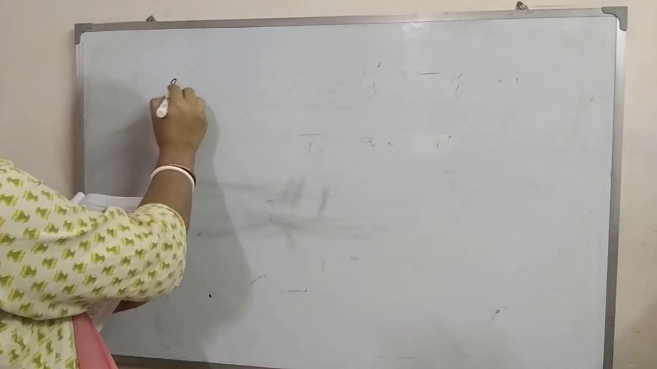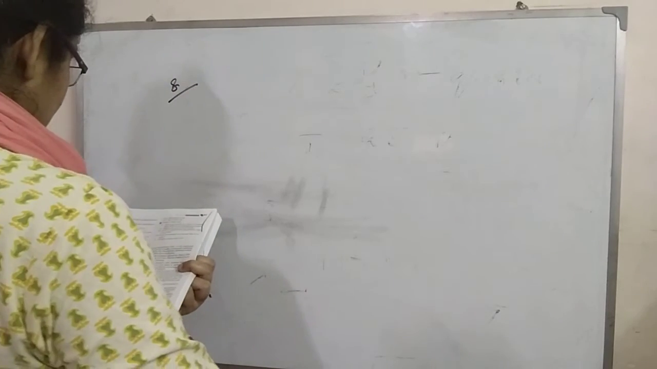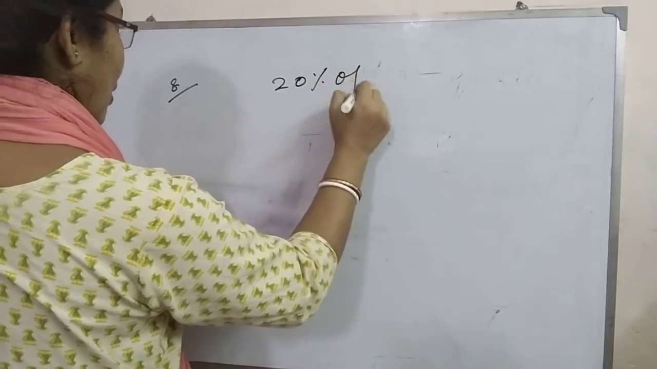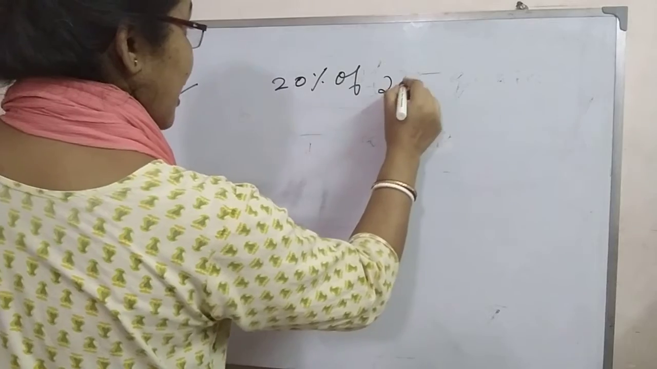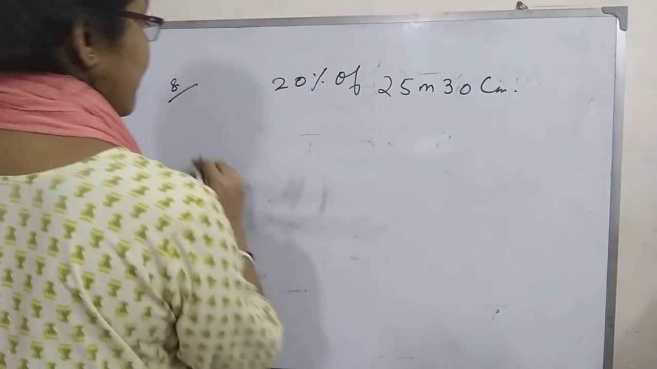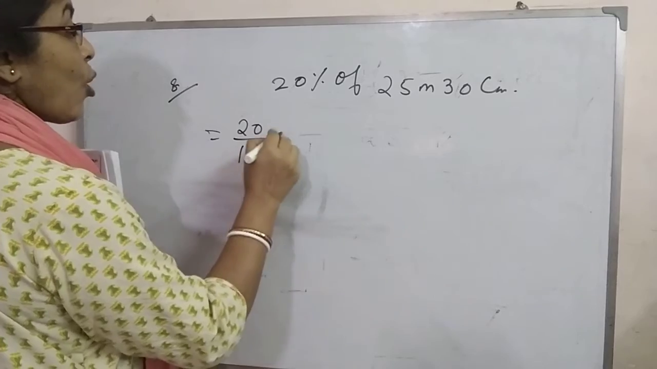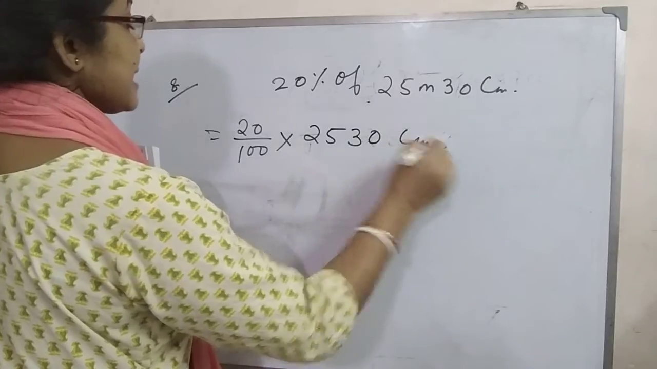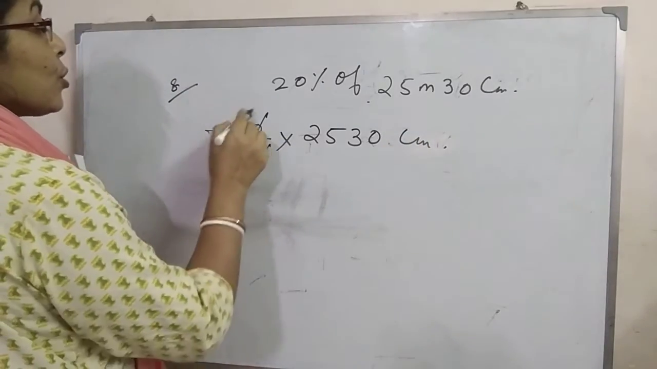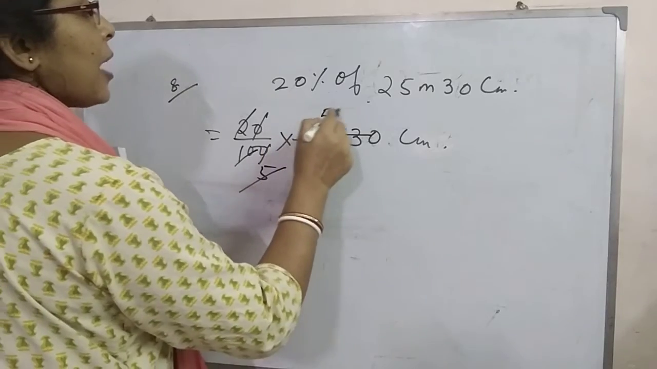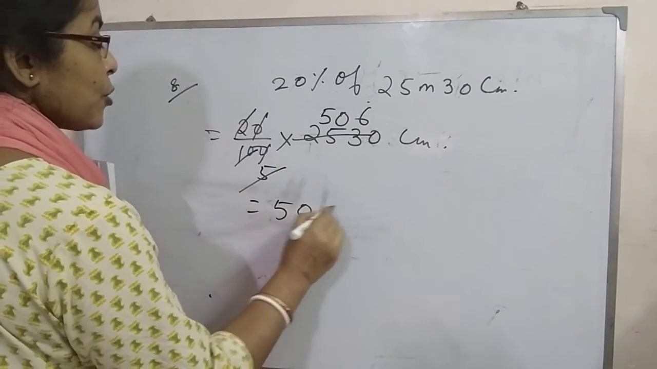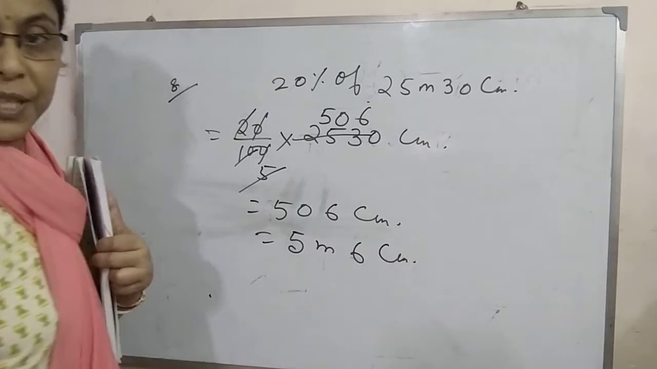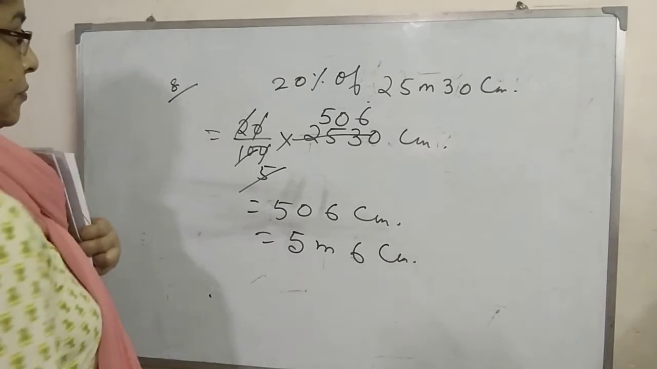Sum number 8. Find the value of 20% of 25 meter 30 centimeter. 20% of means into 25 meter 30 centimeter. This cancel out. That is equal to 506 centimeter. This is equal to 5 meter 6 centimeter. Okay, student.